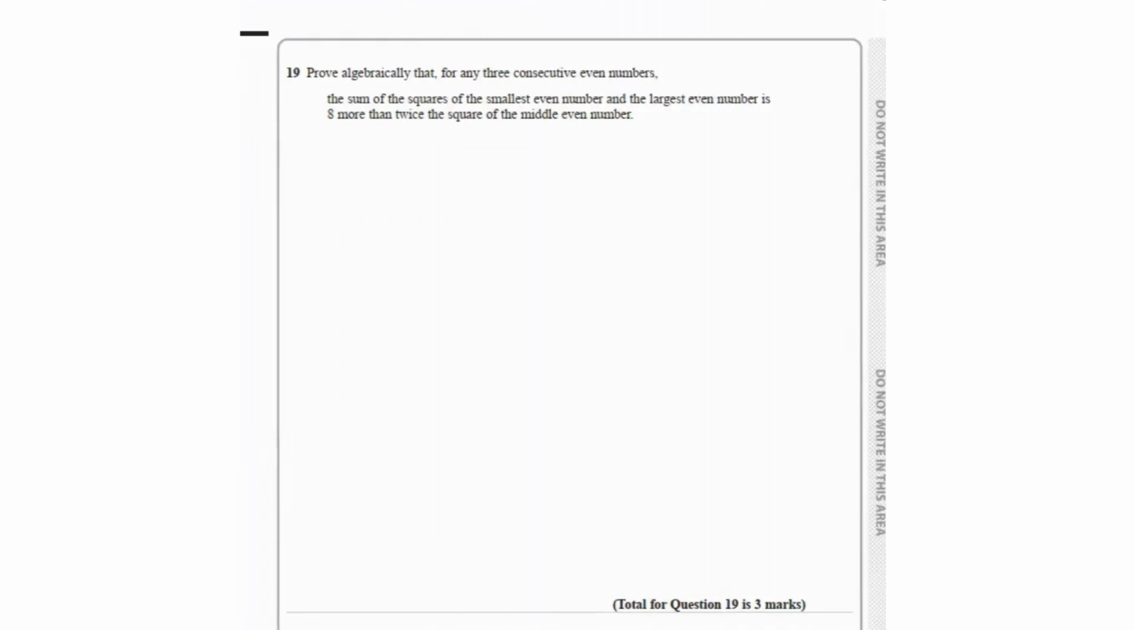Then it says prove algebraically that for any three consecutive even numbers, so let's first write any three consecutive even numbers, 2x, 2x plus 2, and 2x plus 4. The sum of the squares of the smallest even number and the largest even number is 8 more than twice the square of the middle even number. Again, similar to the previous question.